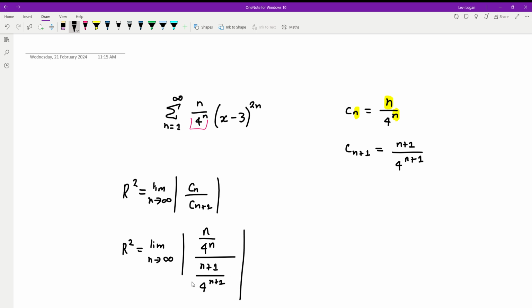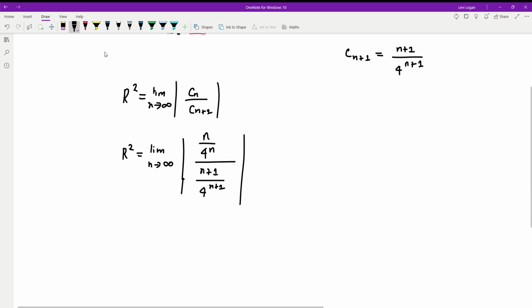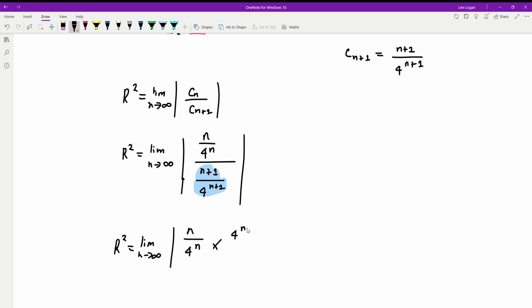Now, there's a way we can rewrite this because it looks kind of ugly with fractions on top of fractions. We're just going to write it as the reciprocal. So r squared equals the limit as n goes to infinity of the absolute value of n over 4 to the power of n, times, and we're just going to flip this fraction upside down, 4 to the n plus 1 on the top and n plus 1 on the bottom.